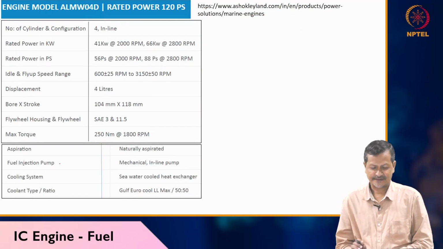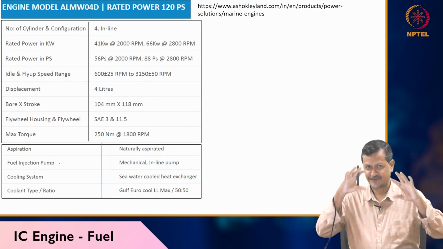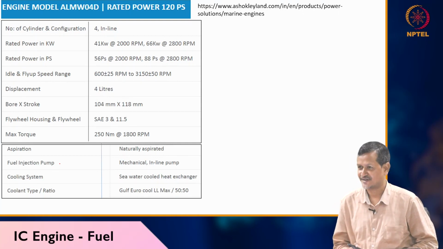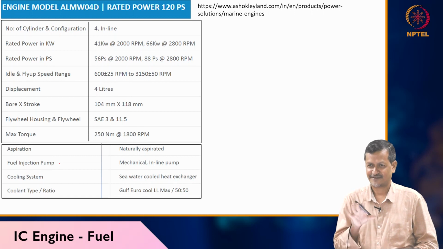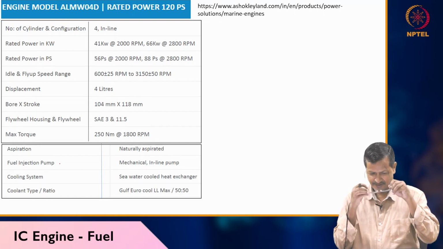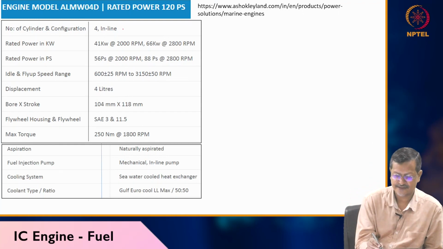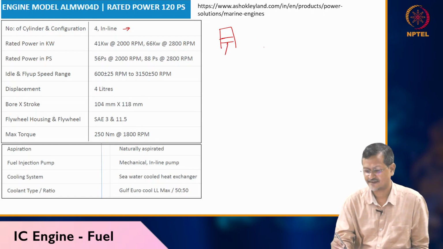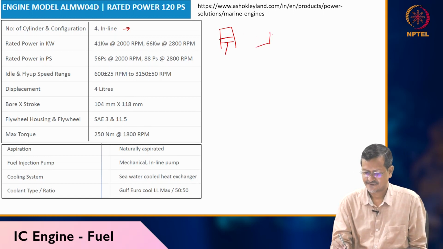Okay, so marine engine, you may have guessed, this may be your engine. I got this information from the Ashok Leyland website. This is their engine specification for marine ships. You can see the number of cylinders is 4 inline cylinders. So one cylinder is here, and 4 inline cylinders. Inline cylinder means one cylinder is here, another cylinder.